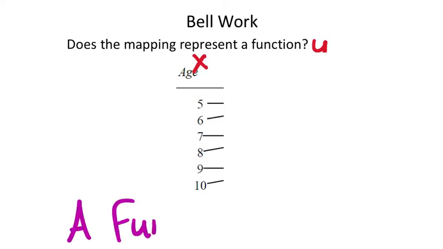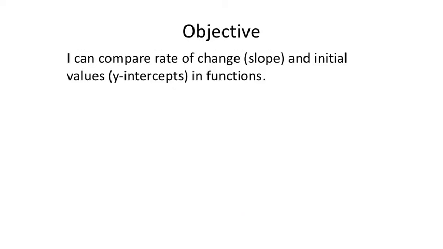And it really is that easy with a mapping. You just have to look and see if there's two arrows coming out of any of these values. This one is a function. I can compare rate of change, which is slope, and then initial values, which is our y-intercepts.